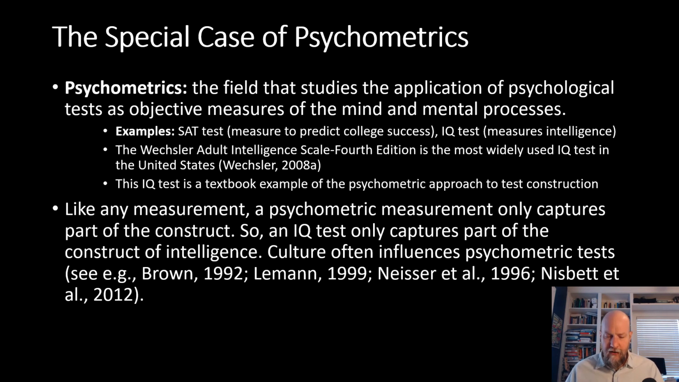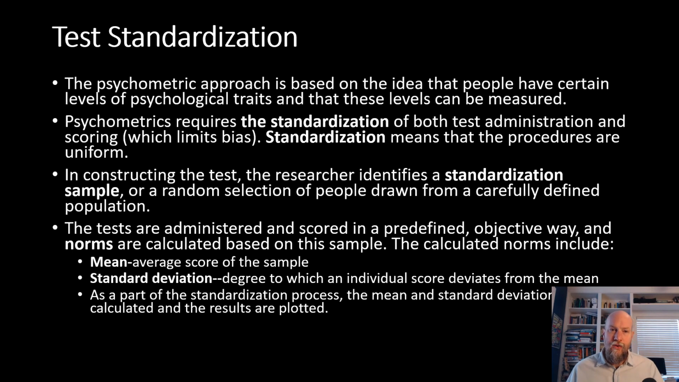We also know that culture can deeply affect things like psychometric tests. There's obviously a long history of issues with cultural bias within the IQ test. What psychometricians and psychometrics focus on a lot of times is trying to standardize these tests. So it's based on the idea that people have certain levels of a psychological trait and that these levels can be measured. And what it requires is what's called standardization of both the test administration and the scoring, which is trying to limit bias, right?